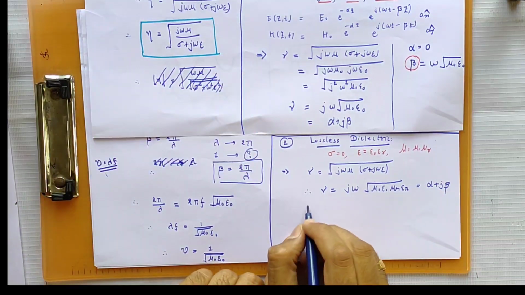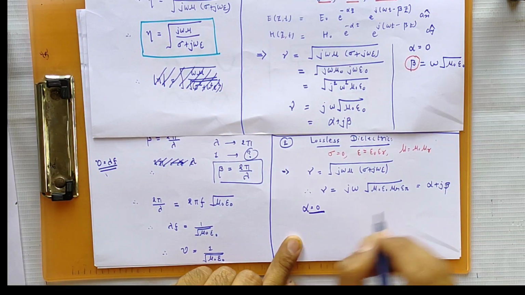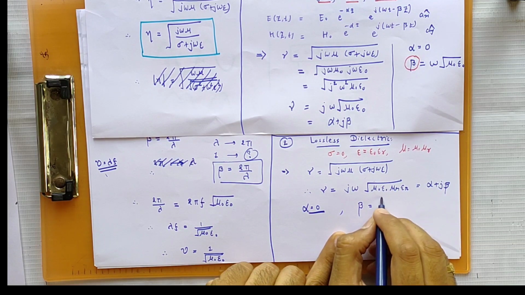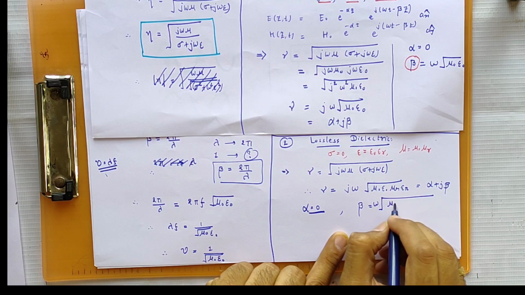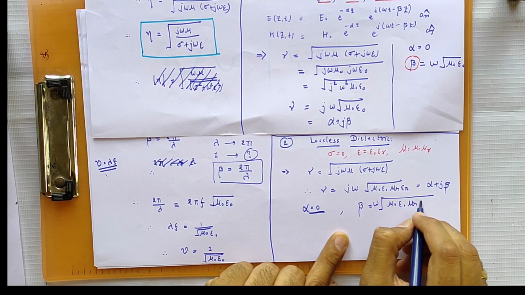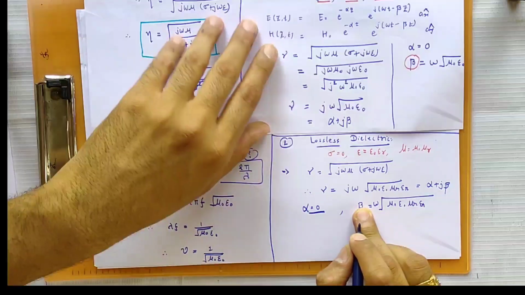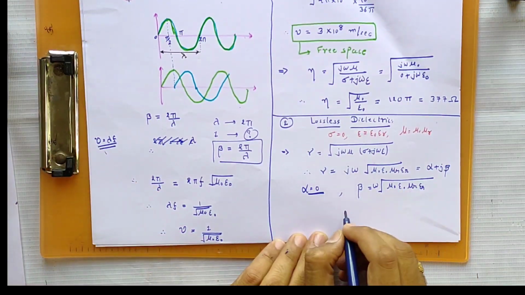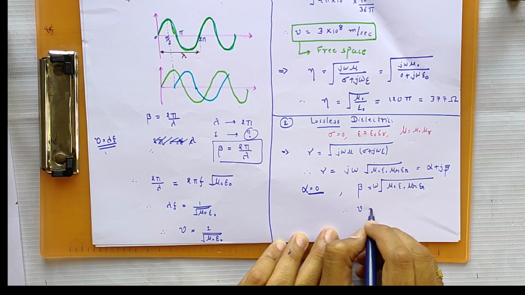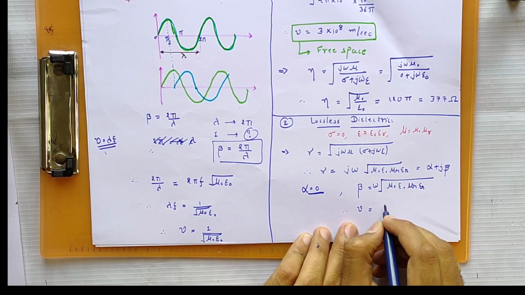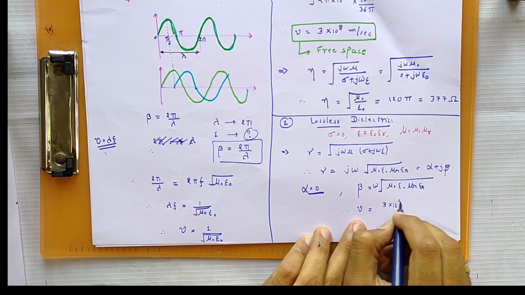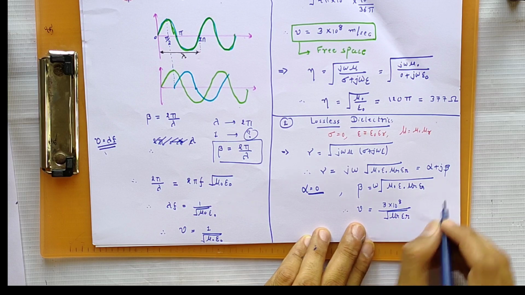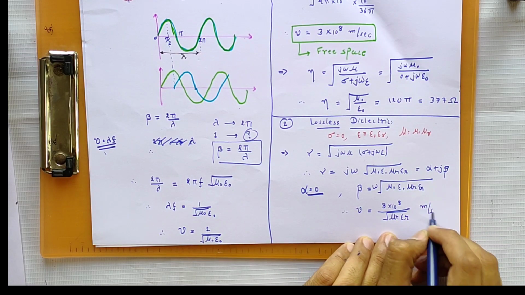Again here alpha is equal to 0, attenuation is 0. And what about the beta? Beta is equal to omega root of mu 0 epsilon 0 mu r epsilon r. Put beta equal to 2 pi by lambda and do all those things. Finally we conclude that the velocity of electromagnetic wave in lossless dielectric medium is 3 into 10 raised to 8 divided by root of mu r epsilon r meter per second.